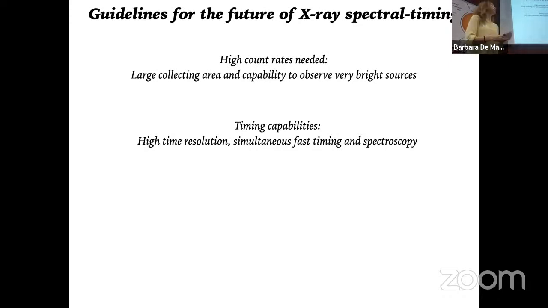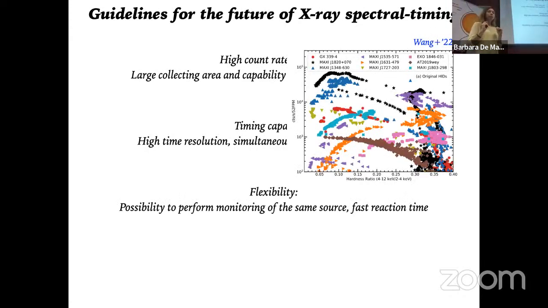Of course, we also need timing capabilities. We need to reach high time resolutions, and in order to perform simultaneous spectroscopy and fast timing. And we need flexibility. This is because this transition, as I told you, and I hope I convinced you, is probably the most important phase of the outburst, because we can get a lot of information about how the accretion flow evolves, but this happens on a very short time scale. So this transition in the case of MAXI J1820 occurred in a matter of a few hours. So we need flexibility. So we need to be able to point telescopes at the right moment to see this transition. And so we need fast reaction time.